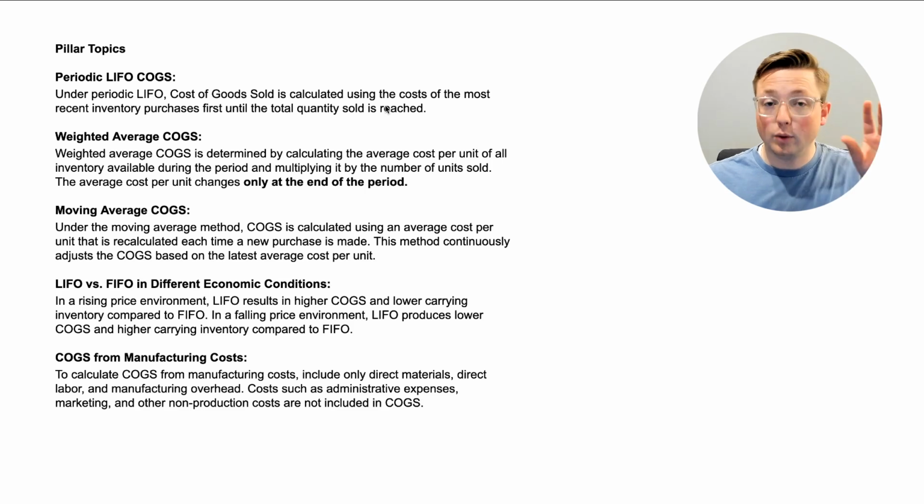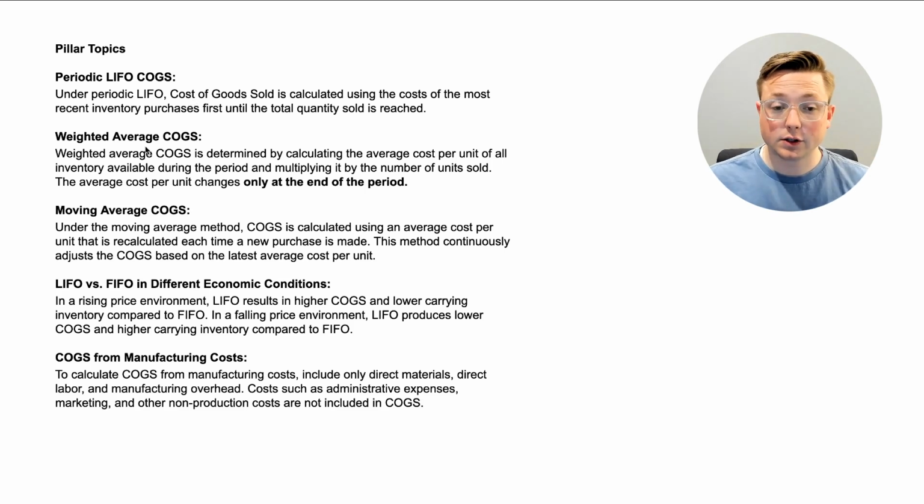And remember, in periodic LIFO, you're just given the total amount of units that were sold. So you use that amount and slowly go backwards from the most recent purchases until you've used up all those units, and that will inform you how much the cost of goods sold was for LIFO periodic.